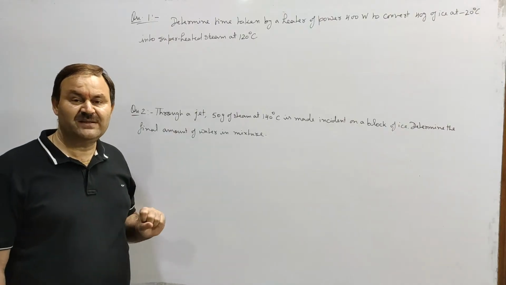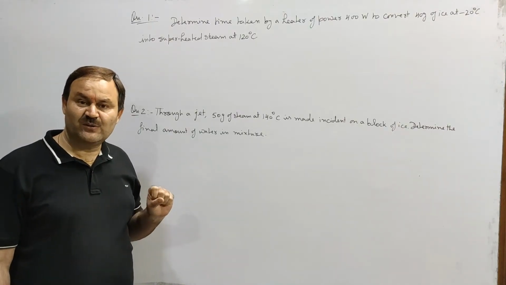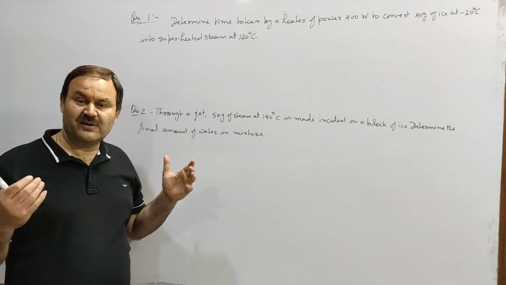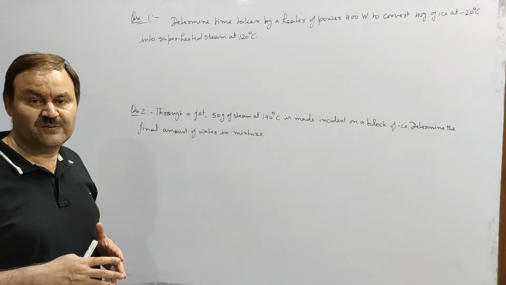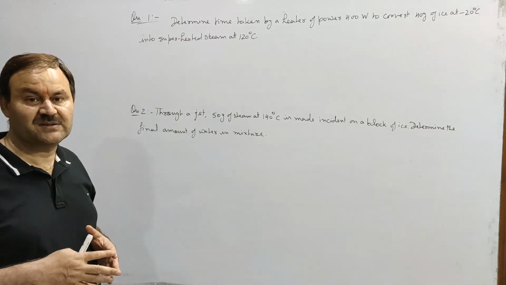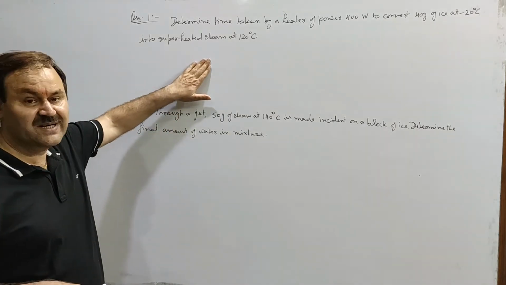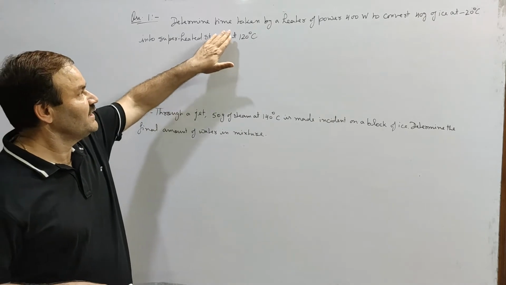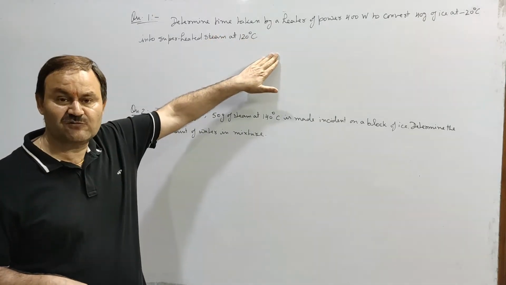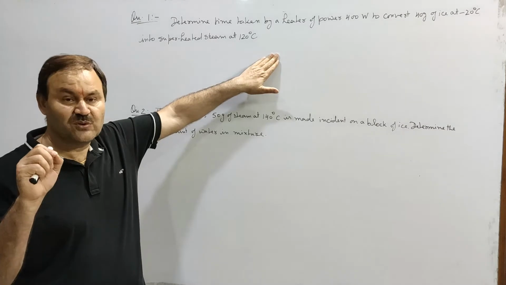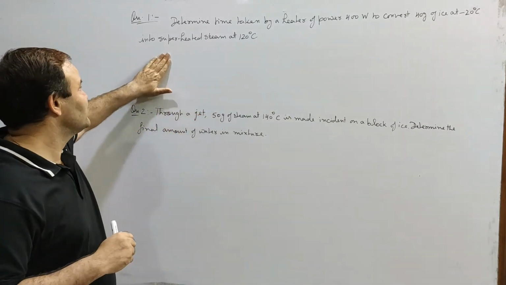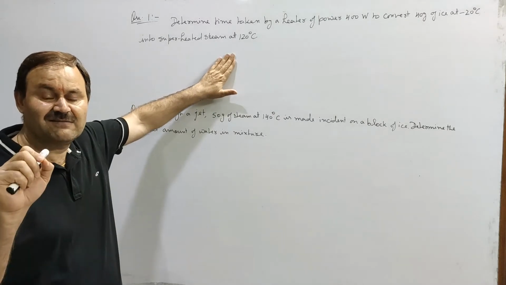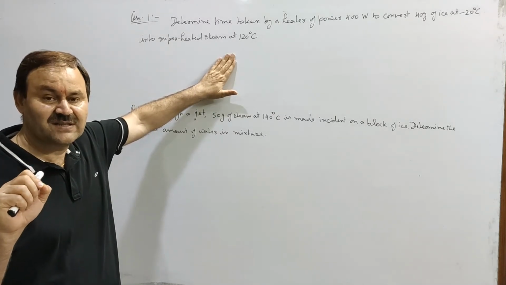Now we will apply the principle of calorimetry and our knowledge of change of state to solve the numericals related to calorimetry. Say the first numerical is to determine time taken by a heater of power 400 watt to convert 40 gram of ice at minus 20 degrees Celsius into superheated steam at 120 degrees Celsius.